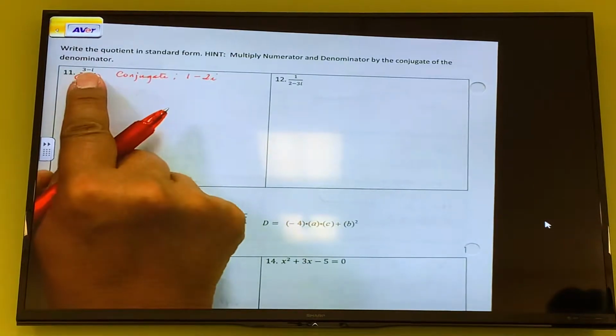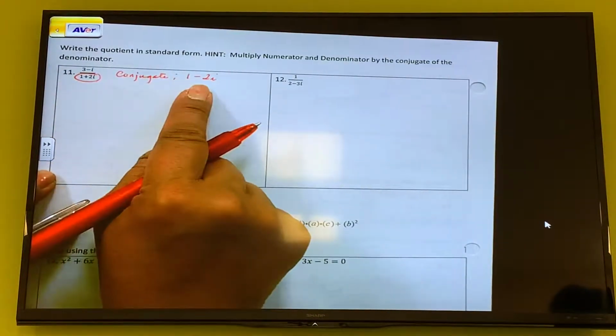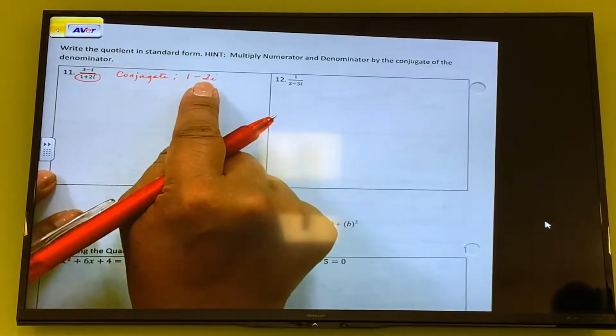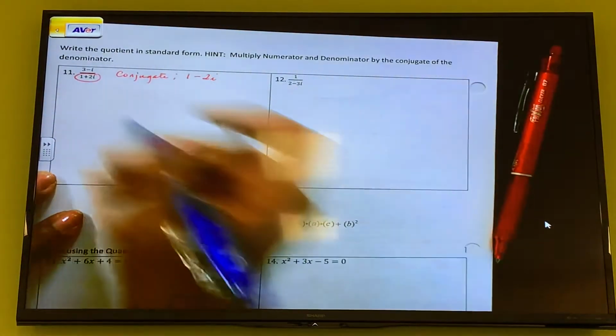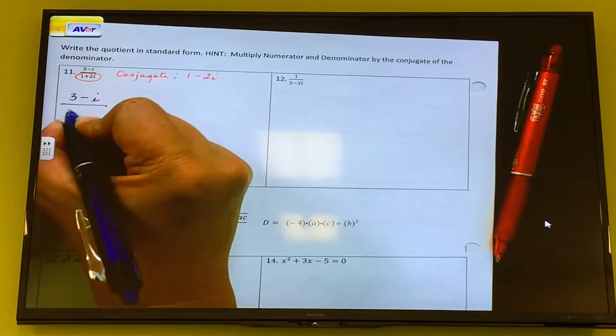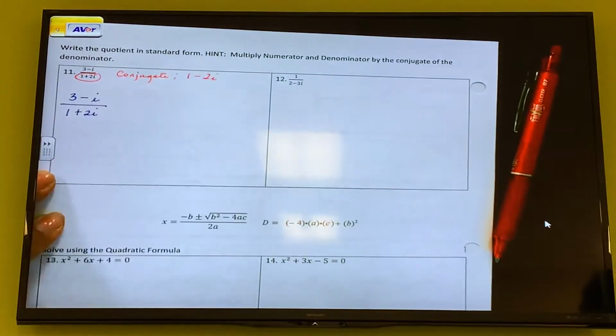So the 3 minus i, we're going to multiply it by 1 minus 2i. And the denominator, 1 plus 2i, we're going to multiply it by 1 minus 2i. So this will be 3 minus i over 1 plus 2i. That's the problem that we're given.